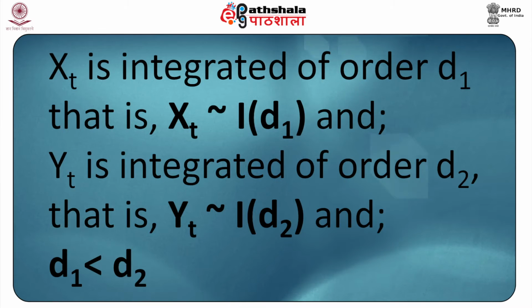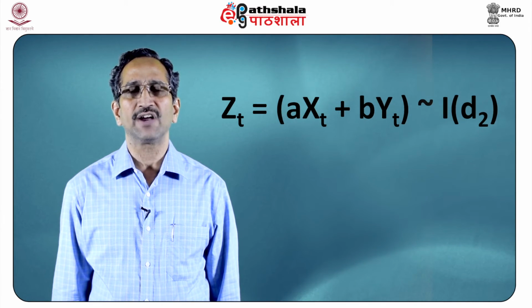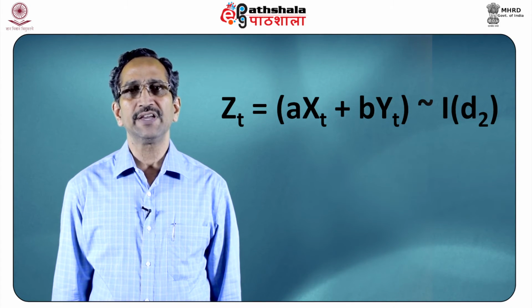The third property, and an important property, is that if xt is integrated of order d1, that is xt can be written as I(d1), and yt is integrated of order d2, that is yt is I(d2), and d1 is less than d2, then zt, which is a combination of xt and yt and is equal to axt plus byt, would be integrated of order d2. This, in simple words, implies that the series containing a combination of 2 time series will be integrated of the higher order amongst the 2.